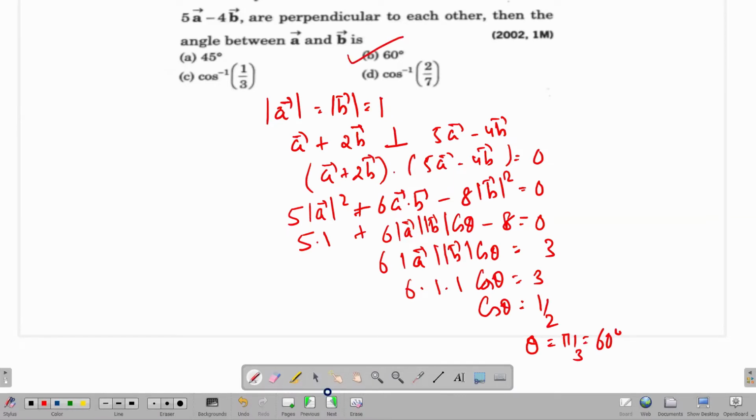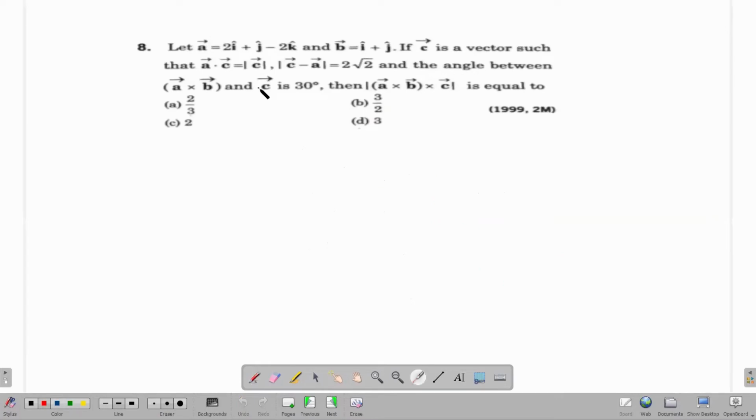So now we are raising the bar. Now next question is this. A vector is 2i plus j minus 2k. B is i plus j. And if C is a vector such that A dot C is mod C, mod of C minus A is 2 root 2. And we have to find angle between A cross B and C. Now, angle between A cross B and C is given to us 30 degree. And we have to find A cross B cross C.